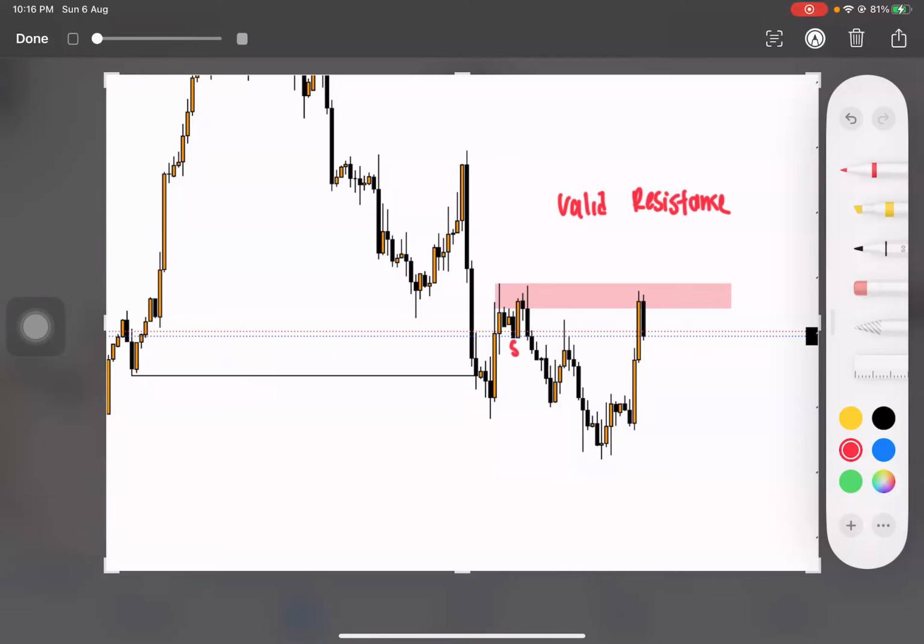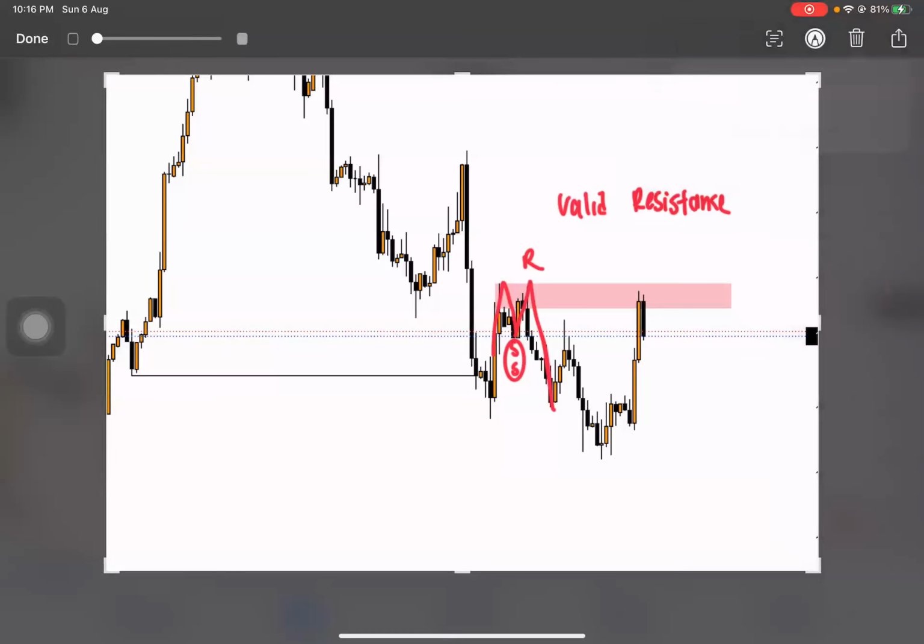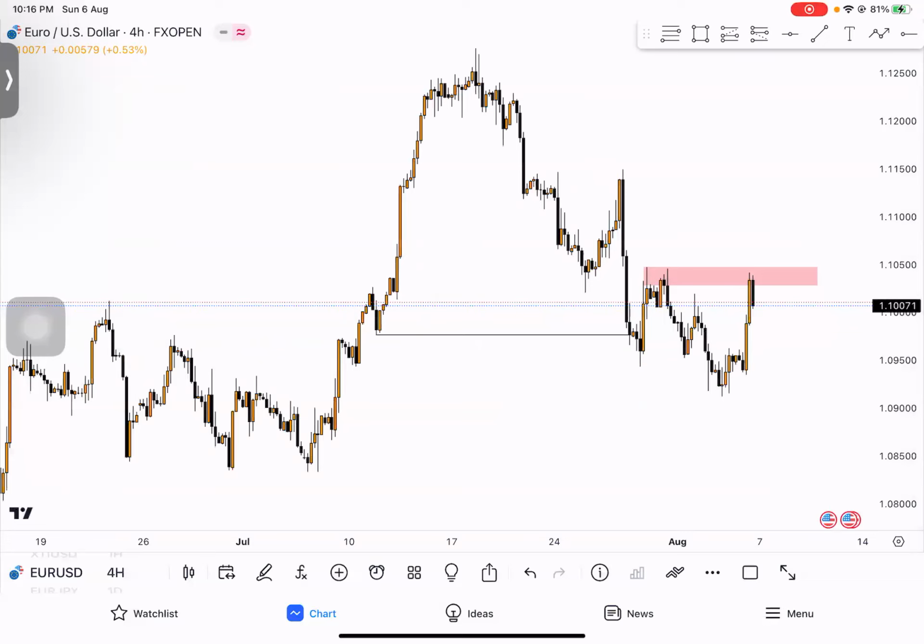When the price came in the first time, this was not a valid resistance. But the second time it came in, it broke out the supports, and again it broke out the supports right here. So this became the valid resistance, and it has not been retested yet. This is how I mark this zone.